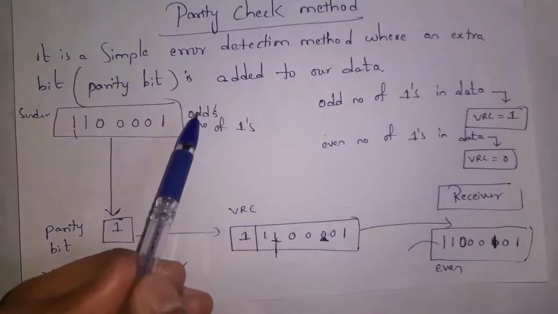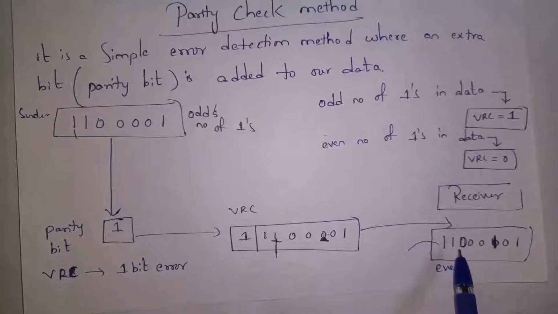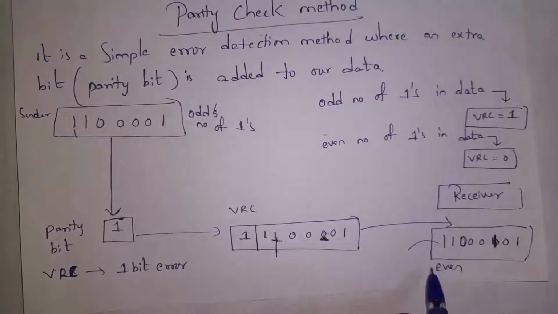As sender data contain odd number of ones, receiver count must be even number of ones. Now if you observe count 1, 2, 3, 4, which is even number. Though 2 bits got changed, receiver count is even number. So receiver will think that there are no errors in data, but actually 2 bits got changed. So VRC method cannot detect burst errors.